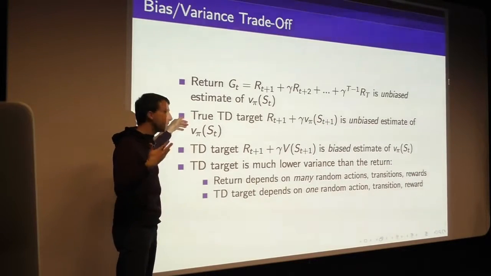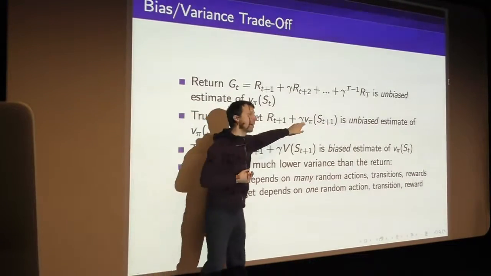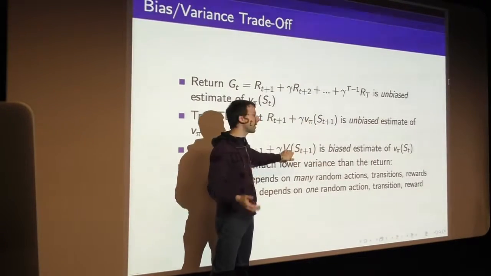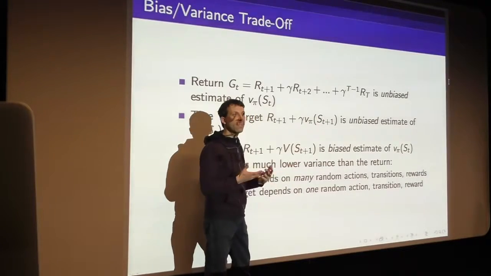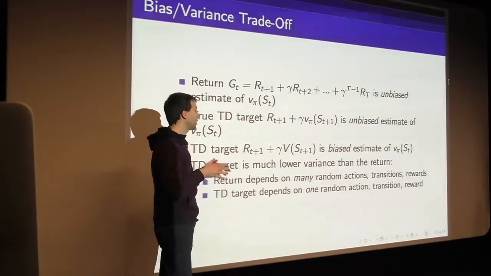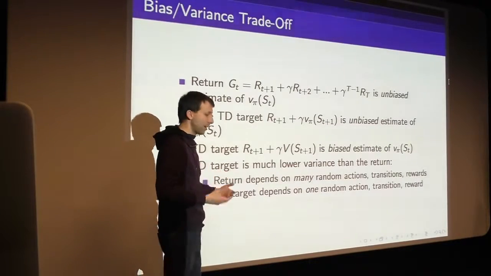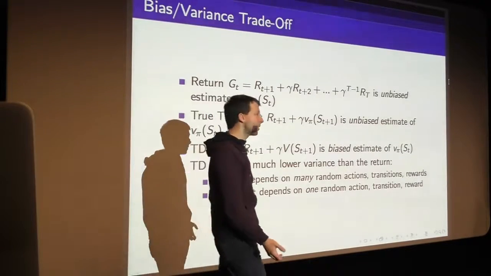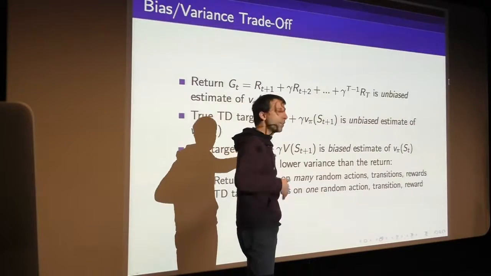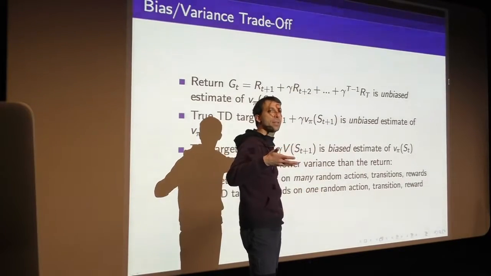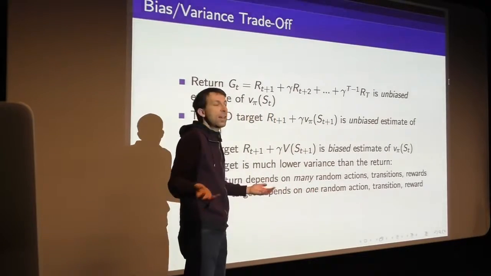But what we actually do in TD is we don't use the true value. We don't have an oracle to tell us the true value. So what we substitute in is our best guess so far of what that value function is at the next step. The target which we update our value towards is the immediate reward that I got over that step, plus the discounted estimated value at the next step according to my current estimate. So now we've introduced bias.